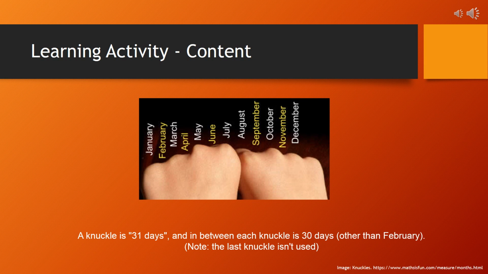The teacher would then demonstrate on her own hands, speaking aloud in a similar way as follows. January is the first knuckle, so it's 31 days. Then if we go along, February is down and is the only month with 28 days. March is up and has 31 days again. April is down and has 30. May up has 31 and June is down, so June has 30.